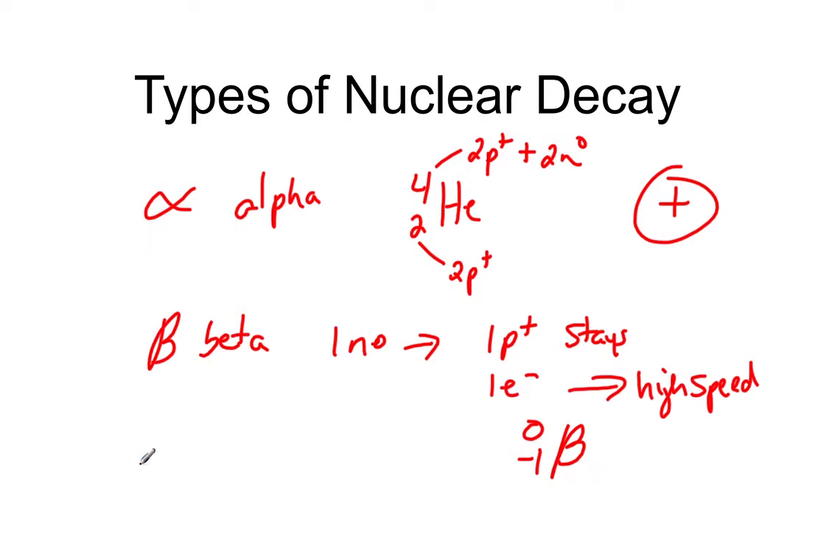So we've got alpha, beta, and then gamma is that funny looking Y, and this is just energy. This isn't a particle at all. This is just energy that comes out, and we usually put a 0 and a 0 there to show that it's not a proton, it's not an electron, and it has no mass whatsoever, so it's just energy.